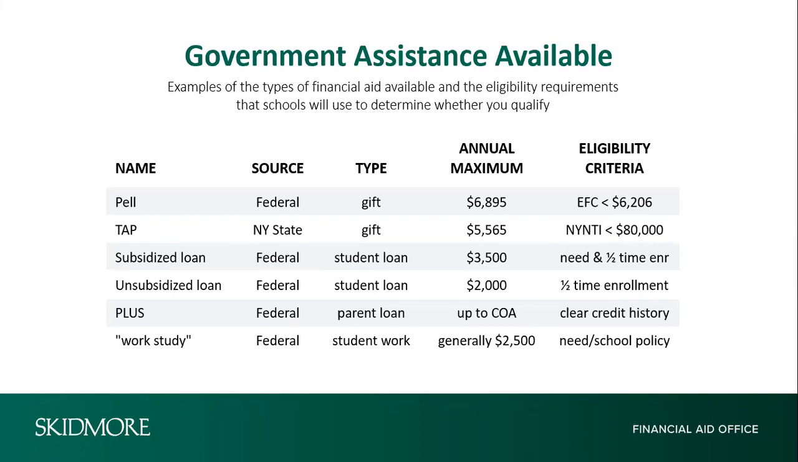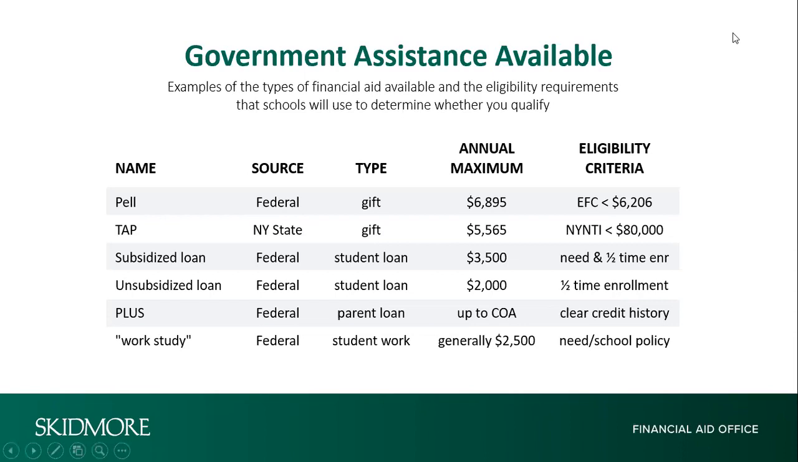Let me talk a little bit about some of these financial aid awards. The first one on the list is called the Federal Pell Grant. The source of the funds is the federal government. The type of financial aid is that gift type. It's the best kind of funds to have. It's a grant. It does not need to be repaid. The annual maximum for this current year, and it changes every year, is $6,895. That's the most that a student could receive in this academic year.